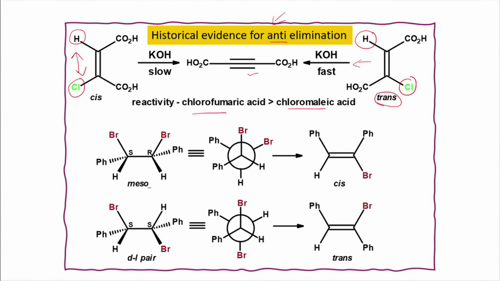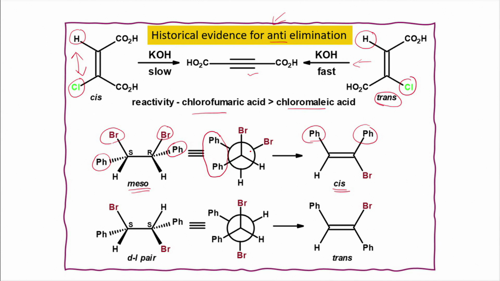So, this is one of the evidences people suggested that this kind of elimination actually occurs via the anti arrangement. And of course, there are also other examples like the meso derivative, the meso dibromide as shown here. When it undergoes elimination, this gives the cis product. So, that means both the phenyl groups are on the same side. So, here, this phenyl and this phenyl are on the same side.